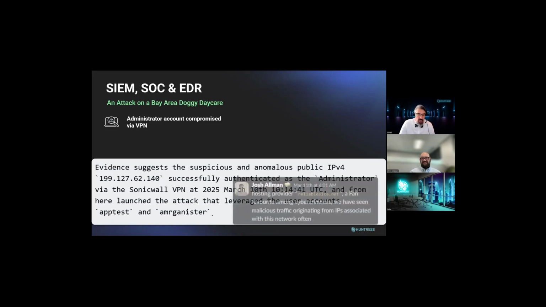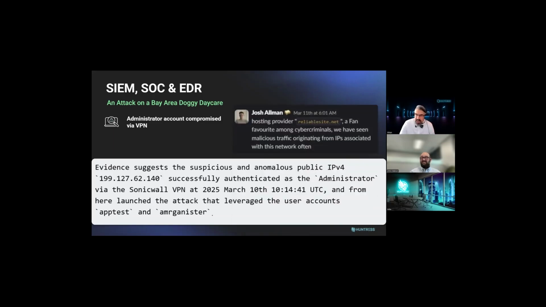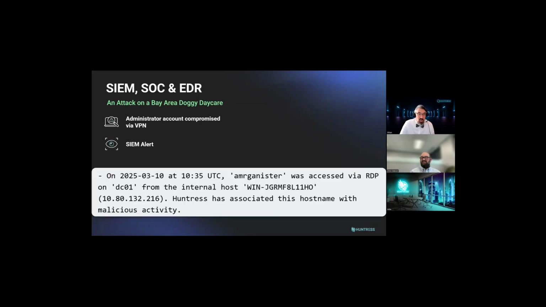Well, what happened on our side, we had SIM, so our SOC team was able to start to look. They're like, "Oh, well, that's interesting. We got reliablesite.net, fan favorite of your cyber criminals, logged into this network." And we were able to start to say, "Oh yeah, they're actually trying to get in regularly." So SIM gives us that alert.